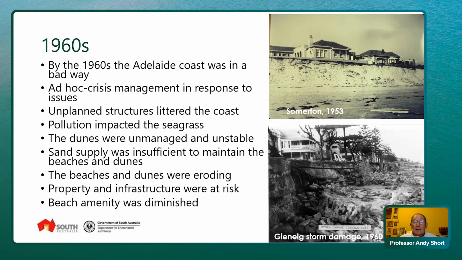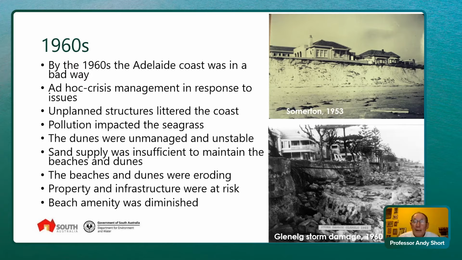So by the 1960s, the coast was in a bad way. You can see in the photos there, houses built precariously close to the beach and suffering the consequences when storm erosion occurs. From the 60s to the 70s, there was only ad hoc crisis management in response to these issues. No overall management plan.